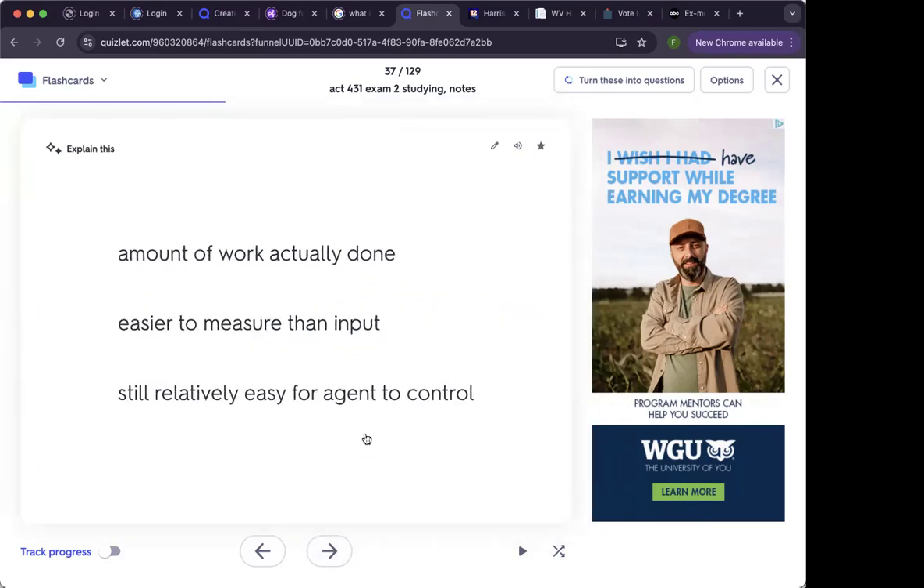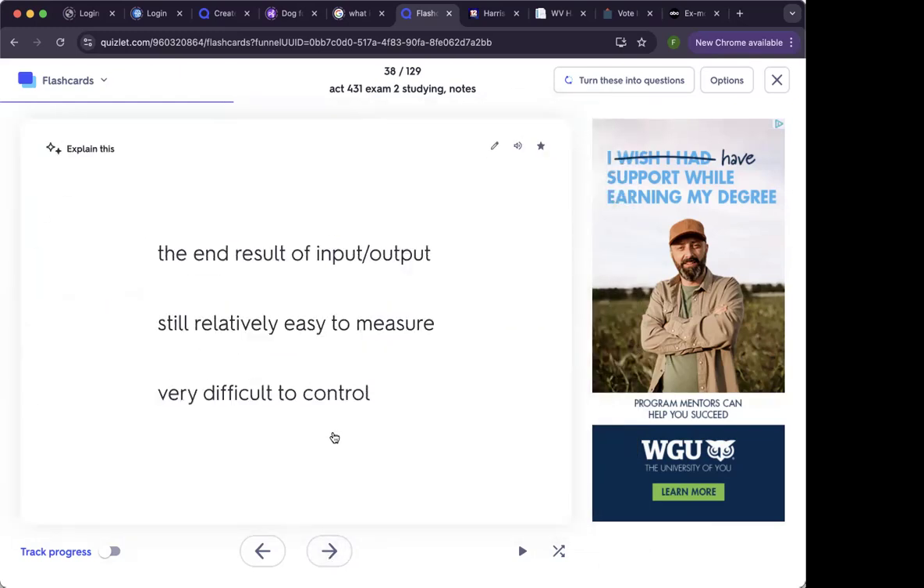Output. Amount of work actually done. That's easier to measure than input, and it's still relatively easy for agent to control. Like, you got 5 modules done in one day on your online class. And outcome. The end result of input output, still really easy to measure, but very difficult to control. Like, you did 5 modules in one day, but did you actually learn anything? Did you end up getting an A in that class? We don't know.